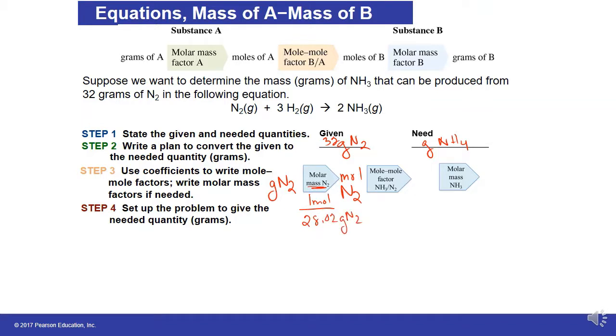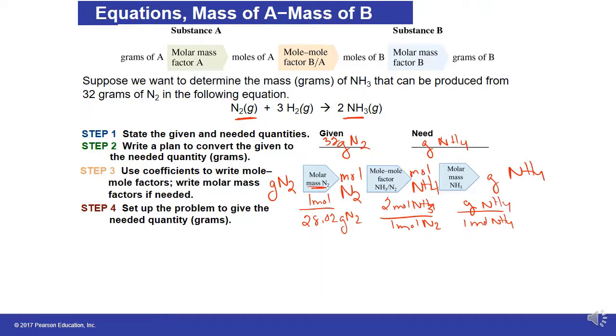Next, I need to get from the moles of nitrogen to the moles of ammonia, and that ratio is going to come from our balanced equation, and it's going to be 2 moles of ammonia per 1 mole of nitrogen. So 2 moles of ammonia is produced per 1 mole of nitrogen. And now I need to know the grams of ammonia. So I'm going to use the molar mass, and I'm going to put the number of grams of ammonia over 1 mole of ammonia.